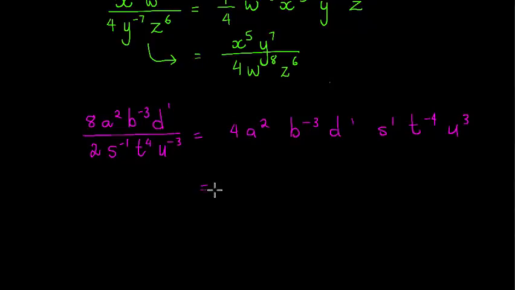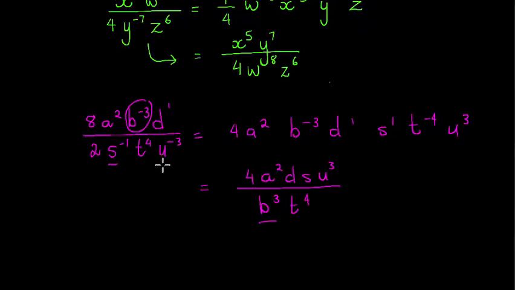And then I write it as a fraction again, anything with positive exponents in the numerator and everything with negative exponents in the denominator, because negative exponents means I am dividing. So we've got 4 a to the power of 2, d, s and u to the power of 3. In the denominator, everything with negative exponents, but once I divide, I take away the negative. Okay, t to the power of 4. And now once again, you can see that b moved to the denominator, s and u moved to the numerator, and the exponents became positive.